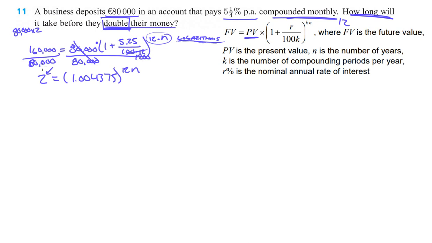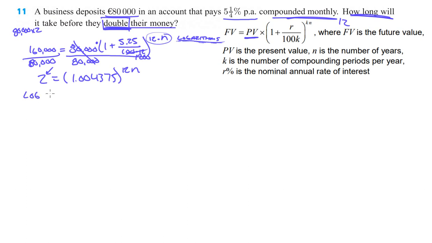If it was how long before they tripled their money, you'd do 80,000 times 3, and that would give us 240,000. 240 divided by 80 gives you 3. So this is double your money. Whatever you're doing to your money, that's what's going to end up here. Anyway, now that we have this, logarithms is going to make this so much easier.